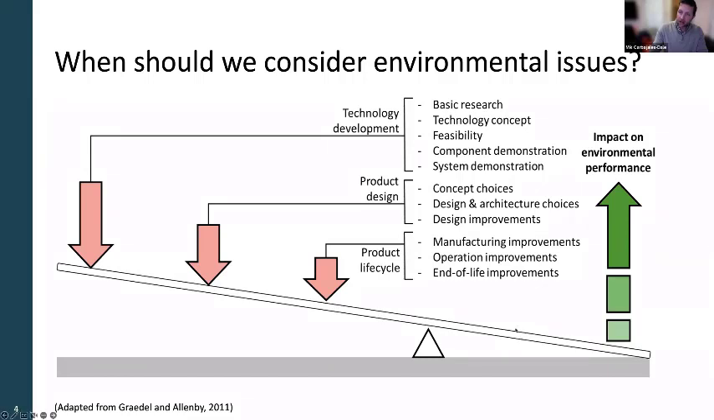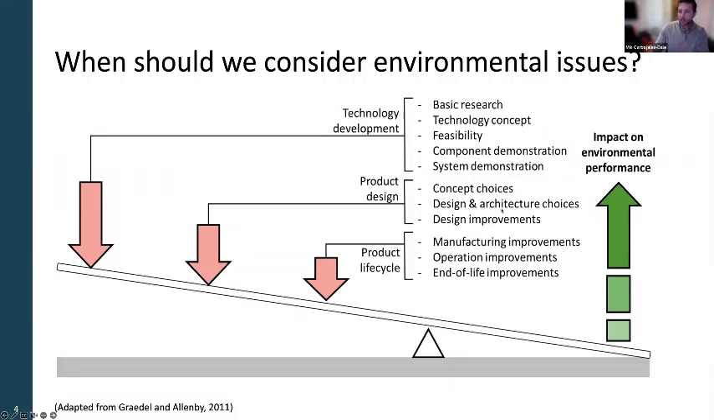We can think about end-of-life improvements, maybe some slight tweaks that we can make to make this thing more recyclable, something like that. The next step up, we could think about, well, what if we were to redesign that product, right? Then we can think about the different concepts or different ways that we might structure that product.